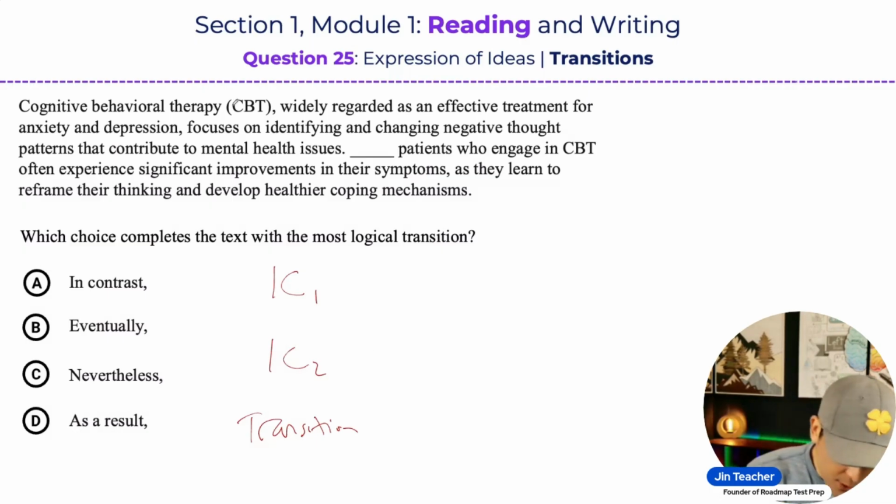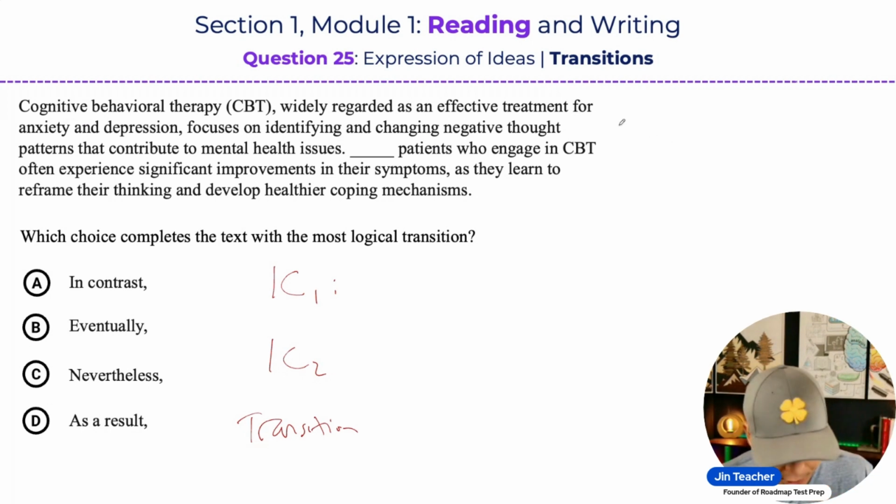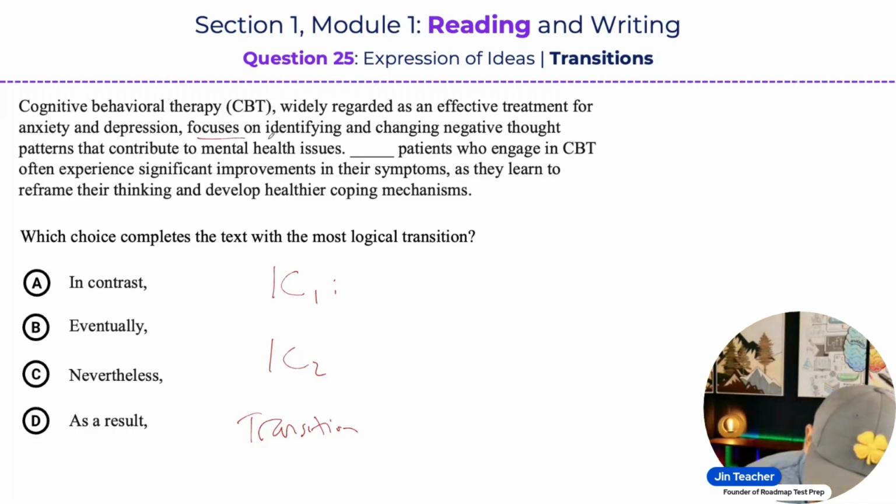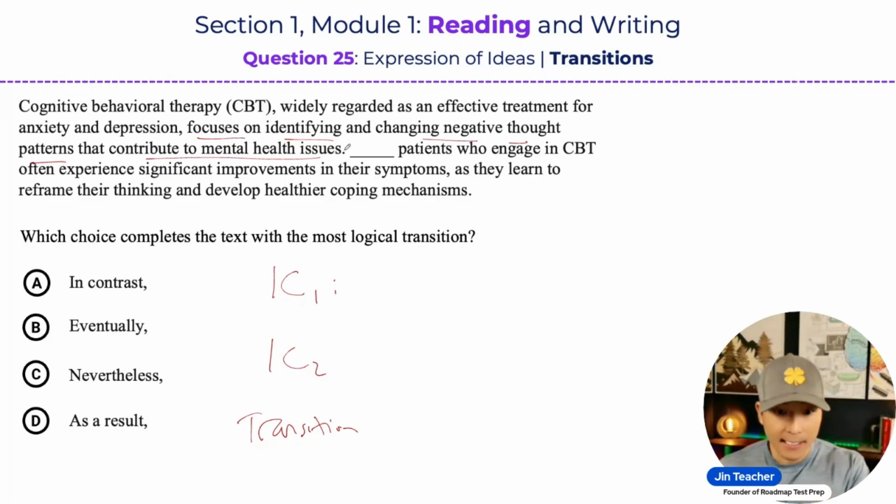So the first sentence, independent clause number 1, says: cognitive behavioral therapy, while widely regarded as an effective treatment for anxiety and depression, focuses on identifying and changing negative thought patterns that contribute to mental health issues. Before we move on to the second sentence, when we have a transition question, we want to understand each sentence one at a time. That's the tip for solving transition questions: do things one step at a time.